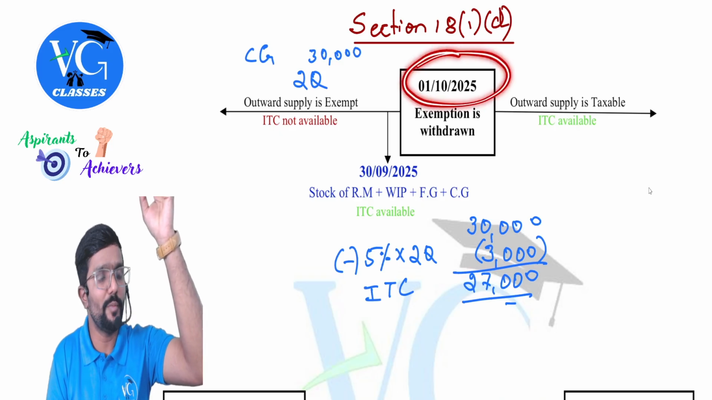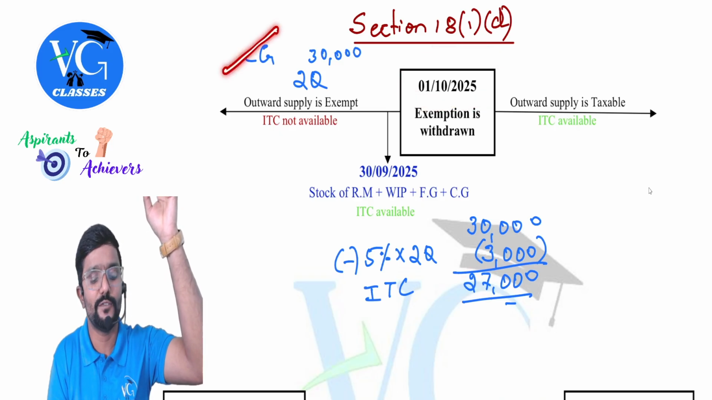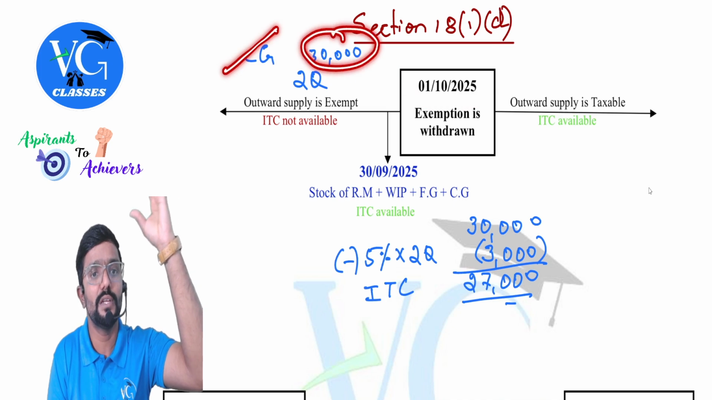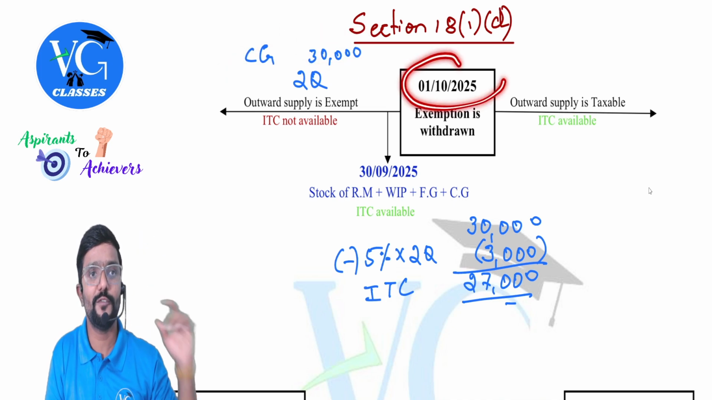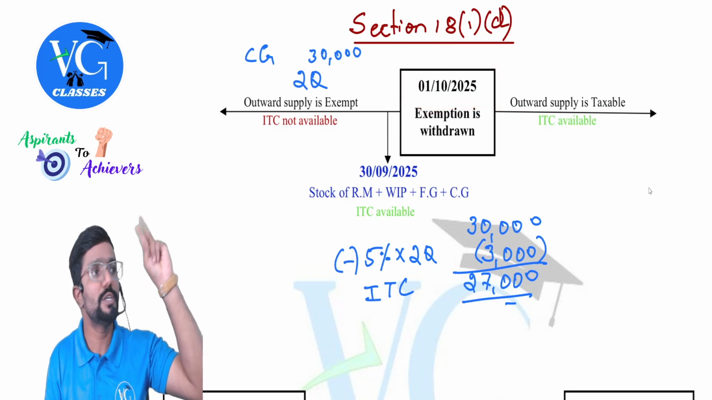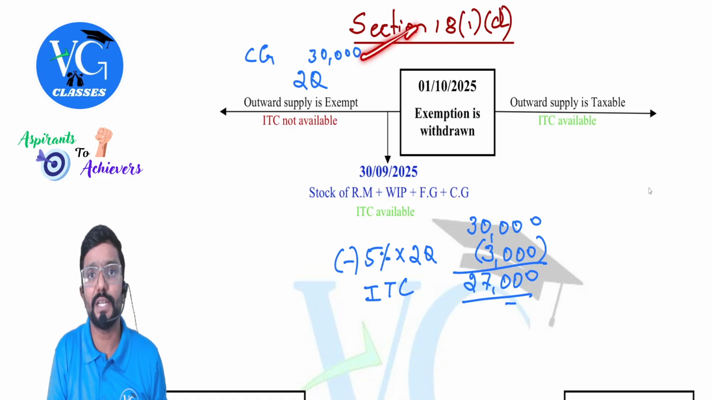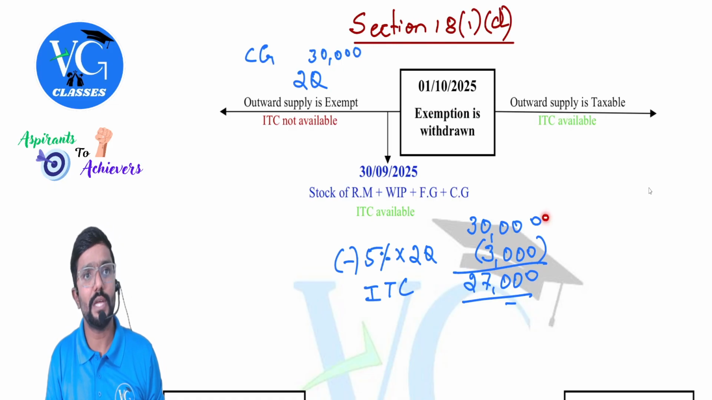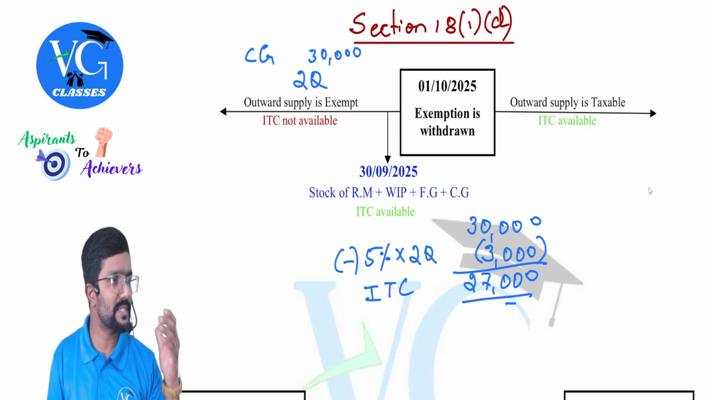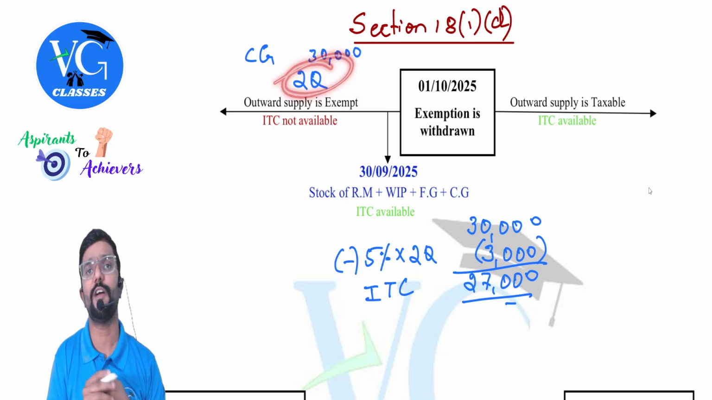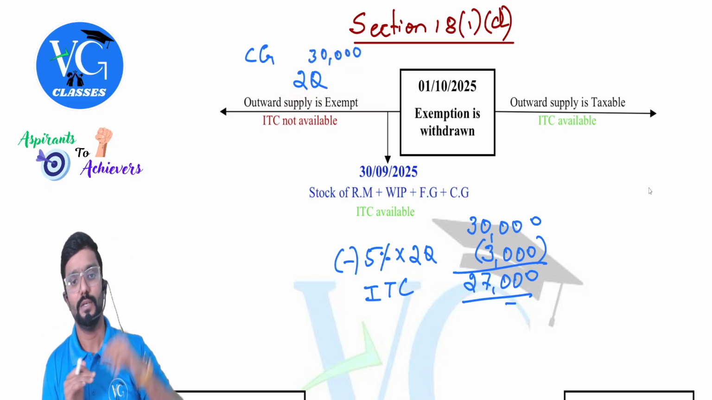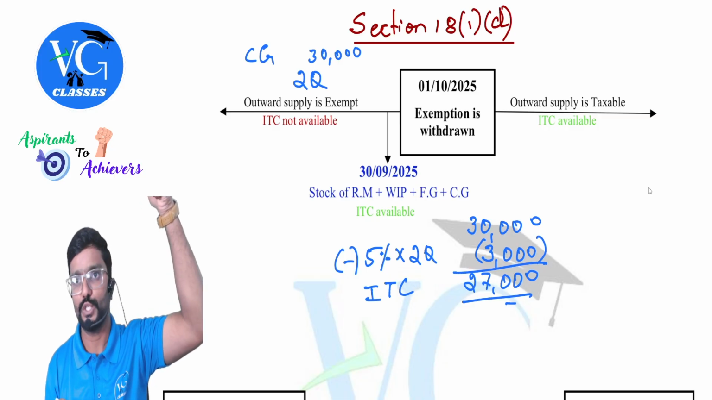Guys, before 1st October, a capital goods was purchased and GST paid on that was 30,000. And before 1st October, it was used for 2 quarters. Is full 30,000 credit available? No, sir. 30,000 minus 10%. That is 5% for each quarter. So 2 quarters into 5% comes to 10%. Hope you guys understood.